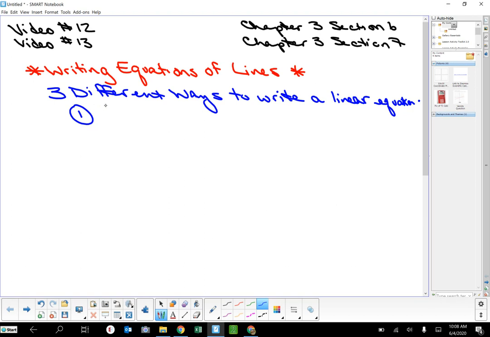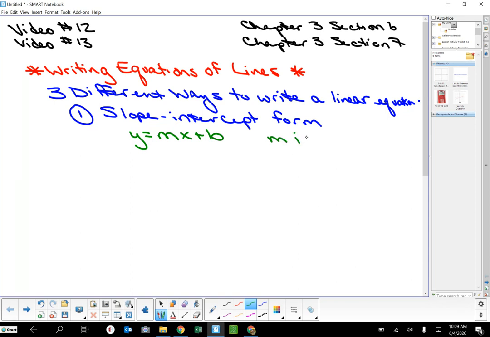So the first way is slope-intercept form, which we're already familiar with. It looks like y equals mx plus b. But let's make a couple of statements over here. M is the slope. We know that already. So it's like a coefficient on the x variable, right? That's the slope, always attached to the x. B is the y-intercept on the graph.